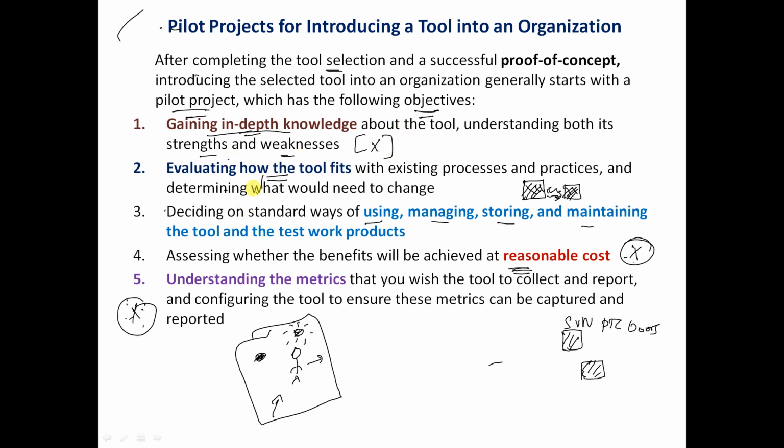So it's very simple. First one is understanding the metrics and gaining the in-depth knowledge, then evaluating how the tool fits, then the cost, whether it's a reasonable cost, and finally using, managing, storing. So I just said it in a reverse way. All right, what I explained here: management, then how you are checking and evaluating whether the tool fits or not, then how the cost is, then understanding the metrics. Overall you are gaining in-depth knowledge. You have to understand the strength and weakness of the tool. So these are the five things you are doing in your pilot project if you have a situation to work on.